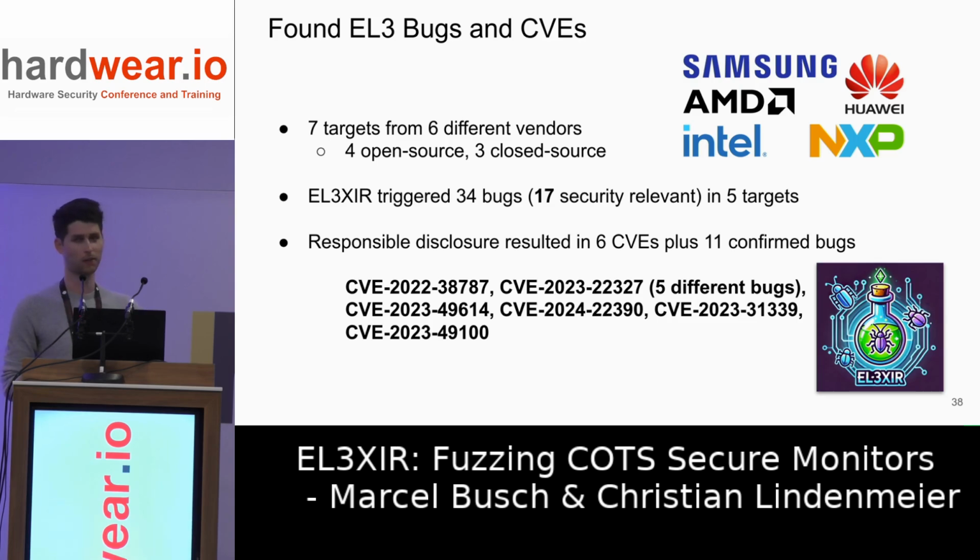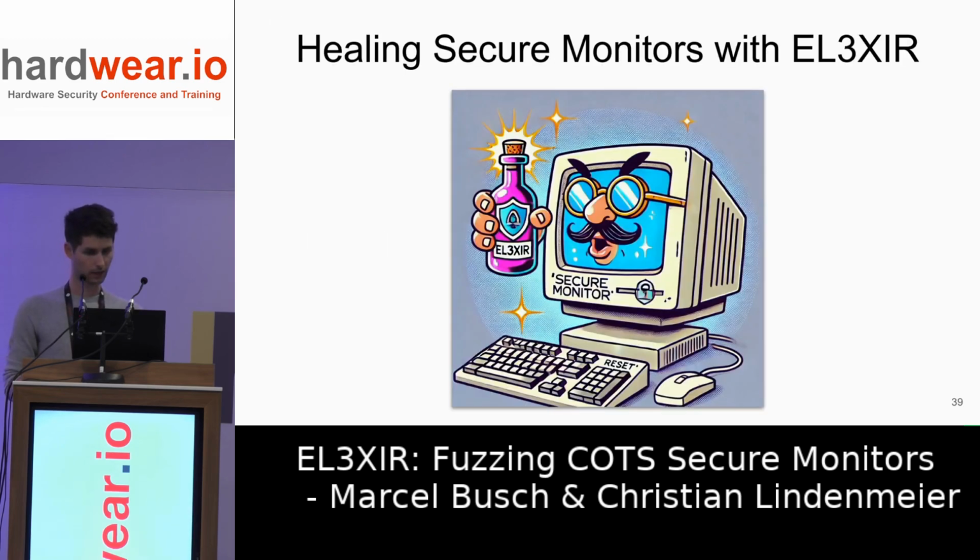And since we are coming from academia, we had to evaluate our research, and that's basically what we did. We chose seven targets here, and with EL3XIR we triggered 17 security relevant bugs in 5 of those targets, and after responsible disclosure we got, until now, 6 CVEs assigned. Okay, and with that we want to see EL3XIR in action, and for the demo I give the word back to Marcel.